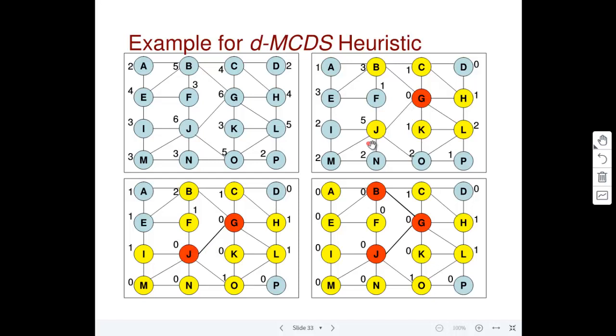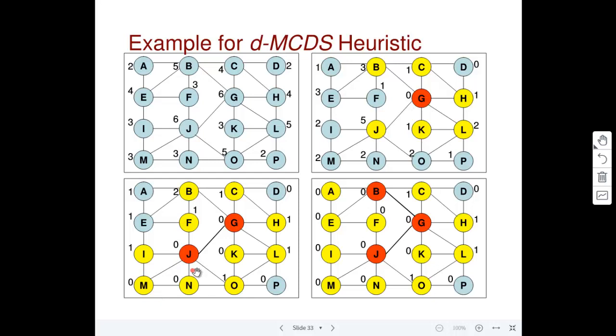Why do I pick a vertex among the covered ones? Because again we want connectedness among the vertices in the dominating set. When I pick a vertex that is covered, it is a neighbor of at least one vertex that is already in the dominating set, which is G. So when I pick J, it has an edge to G, and we maintain the connectedness among the vertices in the dominating set. J covers its 5 uncovered neighbors, which are F, I, M, N, and O. So those 5 nodes are now covered.